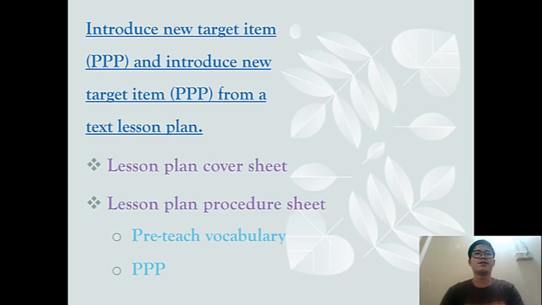The second of the important contents that I have learned is relevant to the way to write an introduce new target item PPP lesson plan from a text. A lesson plan is divided into 2 sheets. The first sheet is the lesson plan's cover sheet, and the second one is the lesson plan's procedure sheet. Now let's talk about the first sheet.